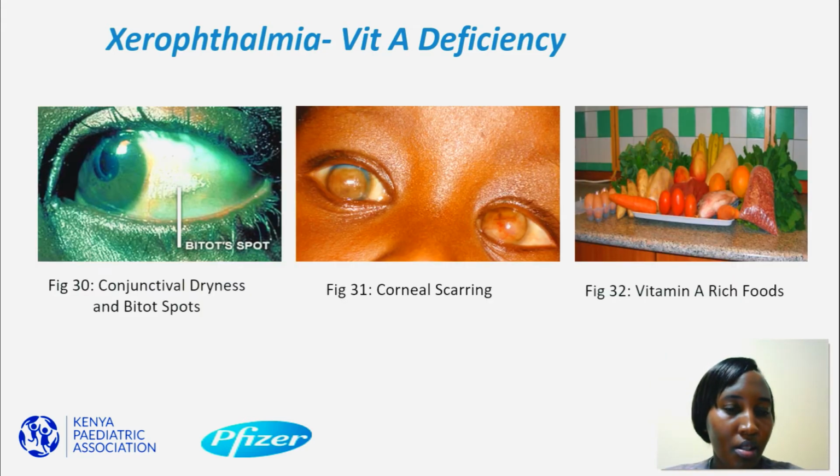So these are pictures showing a patient with vitamin A deficiency. Figure 30 is showing conjunctival dryness and Bitot spot, as shown here. Figure 31 shows bilateral scarring of the cornea. This is after the extensive corneal melting as a result of the deficiency, and eventually heals with scarring. And figure 32 is an example of foods that can be used in vitamin A deficiency, which include carrots, eggs, and vegetables.